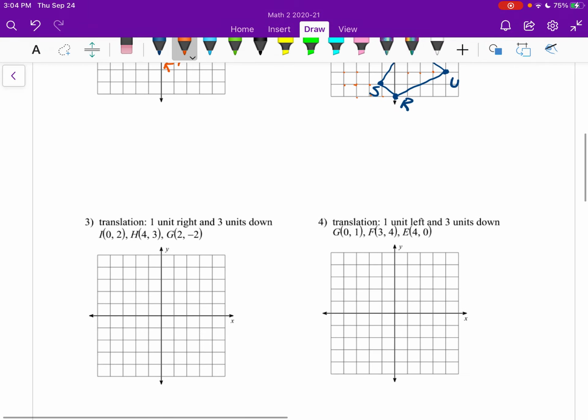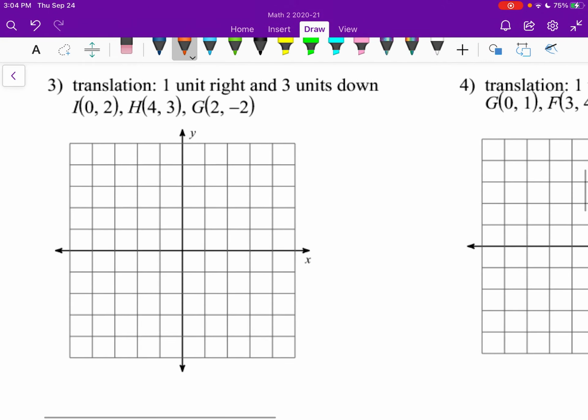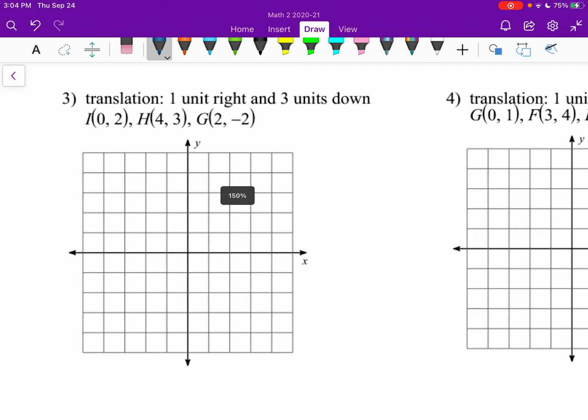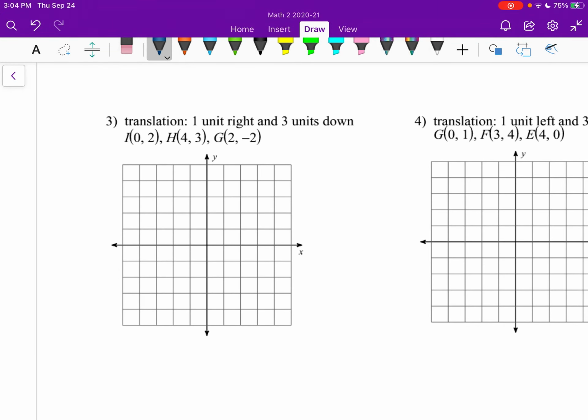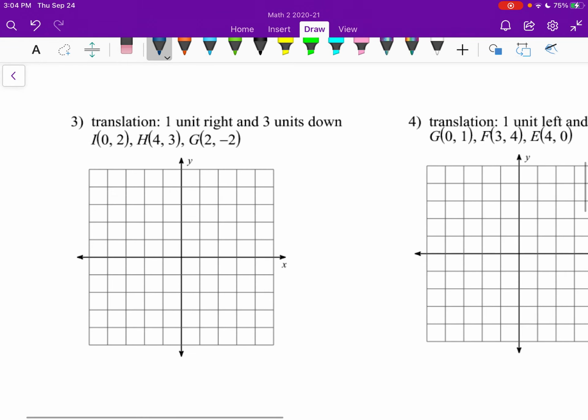All right, let us look on to number 3. Now, what I'm going to do is try to do it without graphing the original one. One way that we could write this piece here, the 1 unit right, that's going to be dealing with the x side of it, right? And moving to the right is going to make it bigger, so this is going to be x plus 1. And then 3 units down, that's going to take our y and subtract 3, so y minus 3.